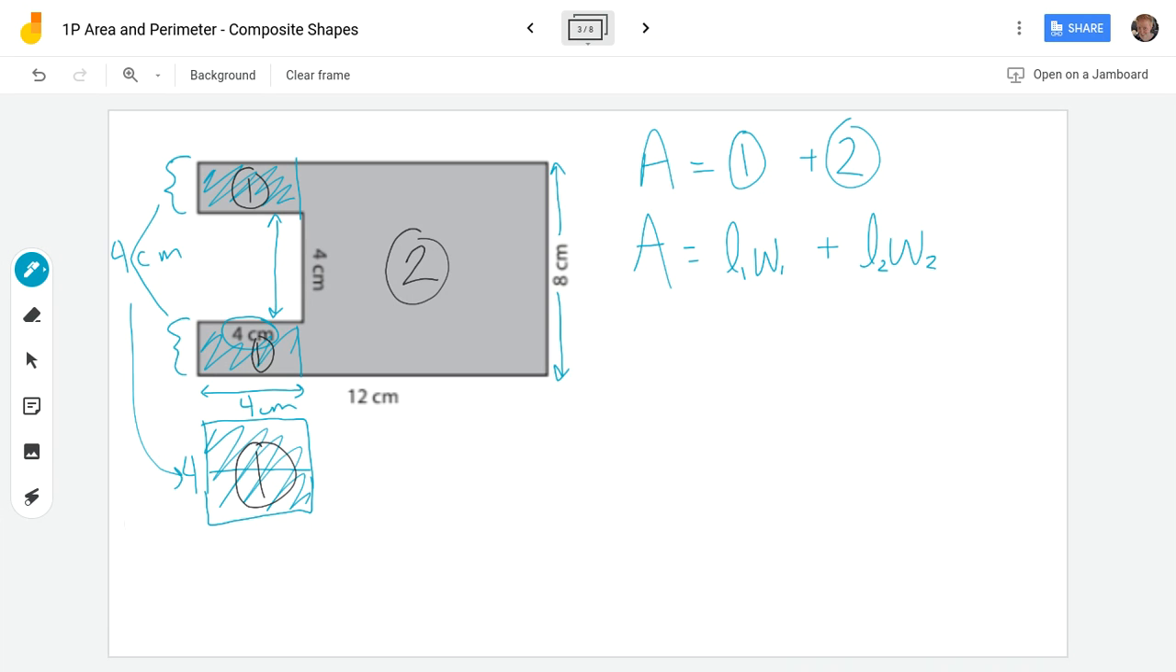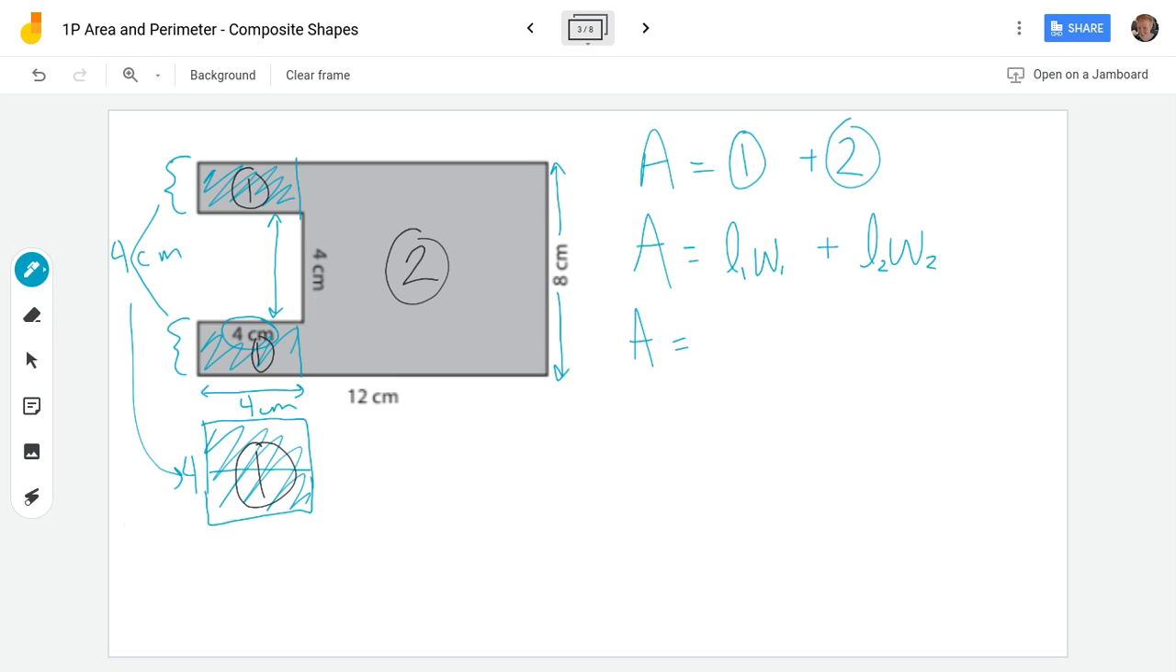Keep in mind that these are not exponents like this, and they're not big numbers like this, because that would mean you're multiplying the width or length by itself, and we're not doing that. And this would mean you're multiplying by 2, and we're not doing that. So these are little numbers called subscripts that are written at the bottom to show that it's just telling us a difference between two different lengths and two different widths.